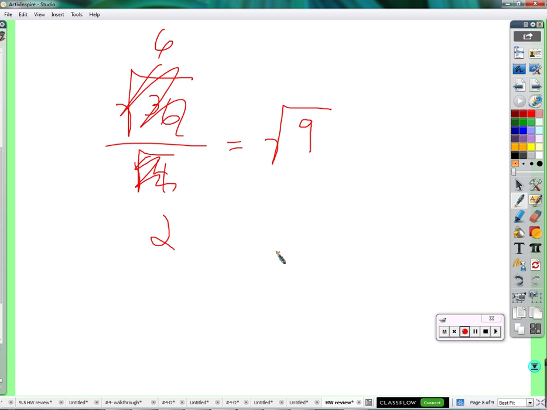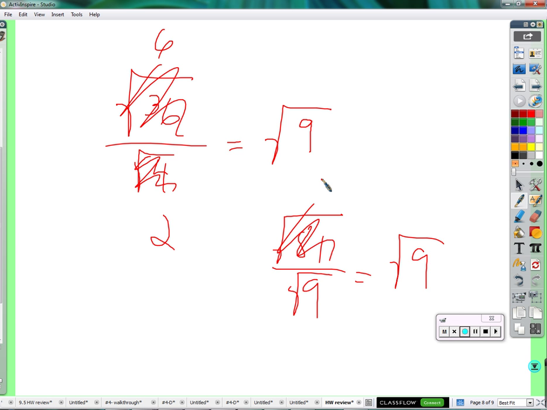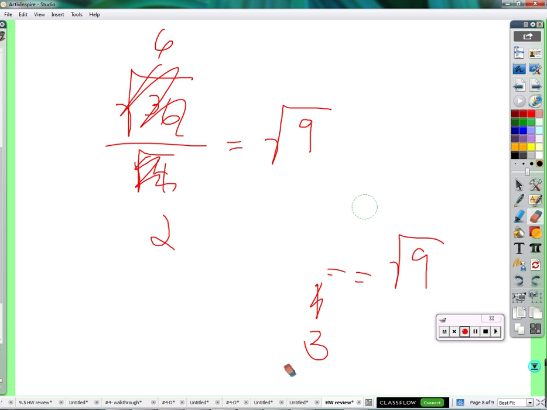Let's try the square root of 81 over the square root of 9, that should be equal to the square root of what? 9. 81 divided by 9 is 9. Okay, square root of 81, what's that? 9. The square root of 9 is? 3. 9 divided by 3? 3. The square root of 9 is 3.